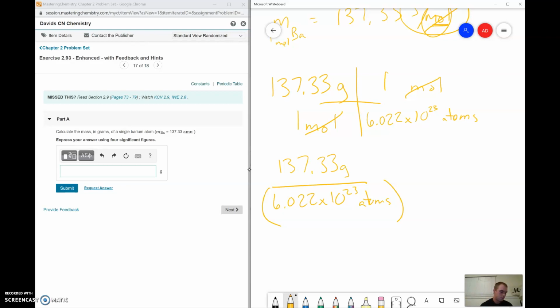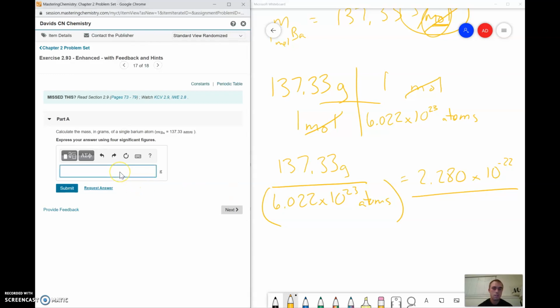6.022 times 10 to the 23rd. And I get, and it tells me over here, express your answer using 4 significant figures, so I need to keep 4 sig figs. I'm going to get 2.280 times 10 to the negative 22nd. Okay, and again, this means that I'm moving this decimal 22 spots to the left, and so that is a very, very, very small number. And that would make sense if we're talking about the mass of a single atom.